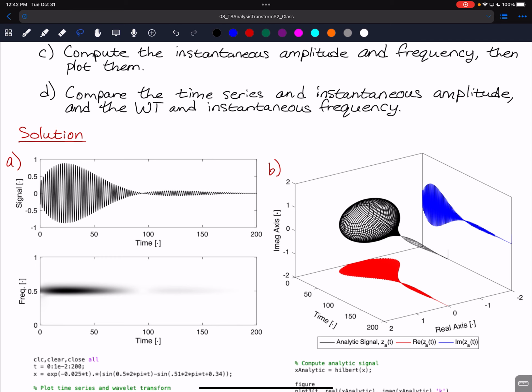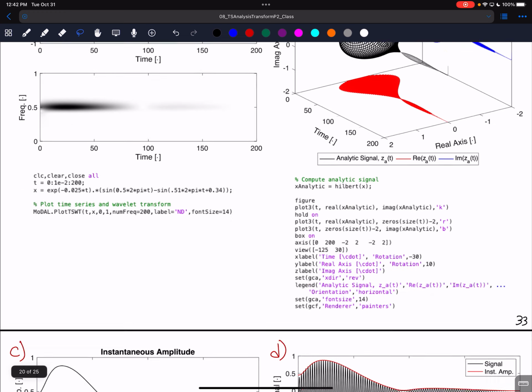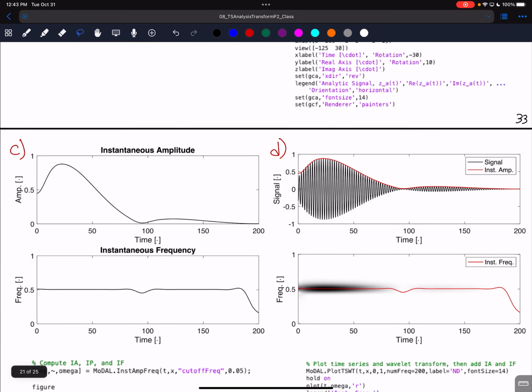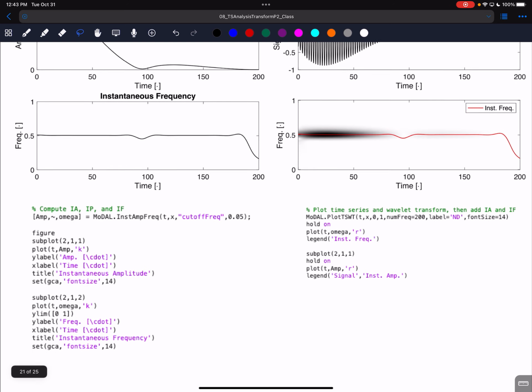Sorry, they don't have opposite signs. They're phase shifted by pi over 2. That's what it looks like, because that's what applying the Hilbert transform does. You can just directly compute the instantaneous amplitude and the instantaneous frequency. The code that I'm using, which is shown right here, that function just does that for you.